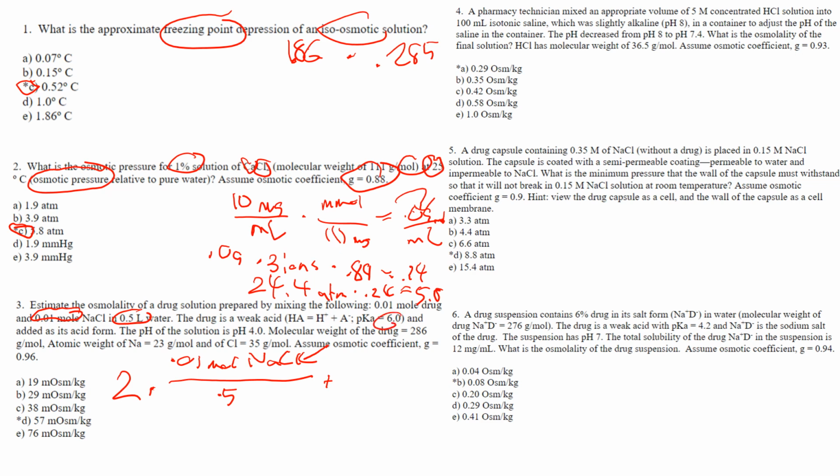So this has a pKa of 6. The solution has a pH of 4. This isn't going to dissociate super readily, right? It's going to primarily stay in this HA form. So we're just going to assume this all stays intact. So we also have 0.01 mole of, we'll just write it as HA. And then from here, we multiply all this by the osmotic coefficient, which is kind of bread and butter to a lot of these problems.